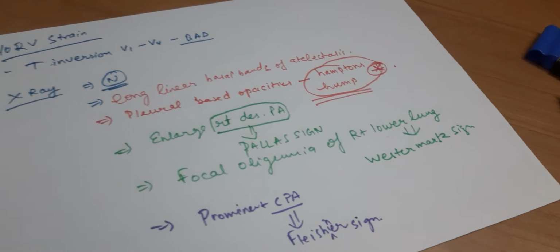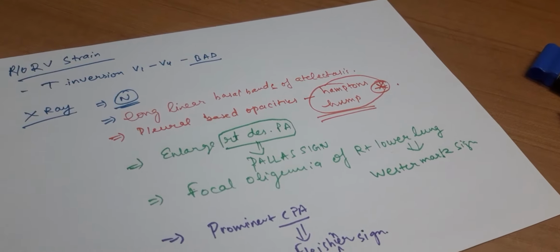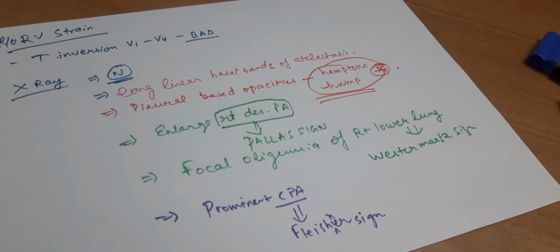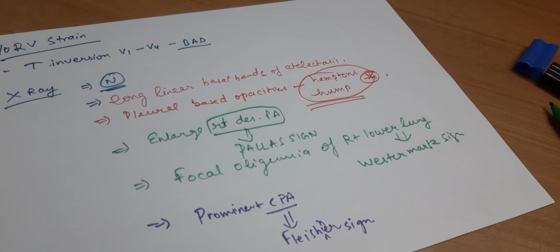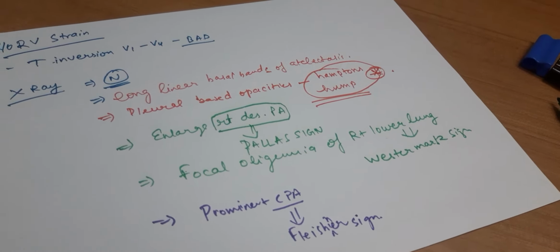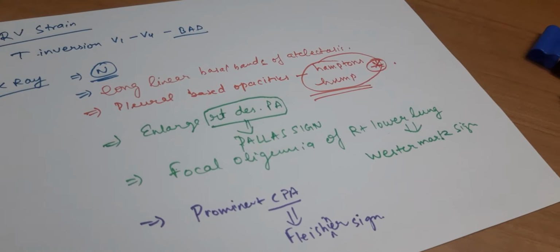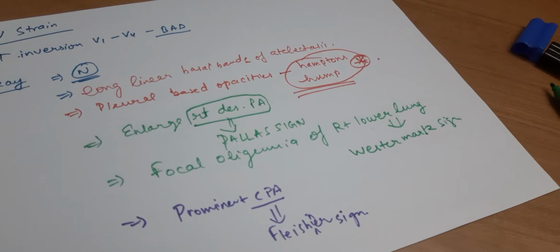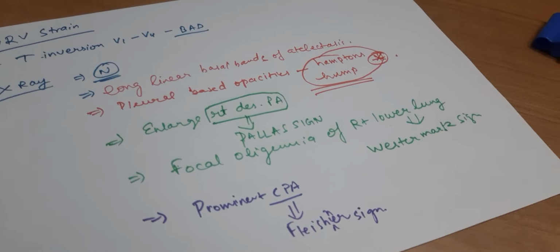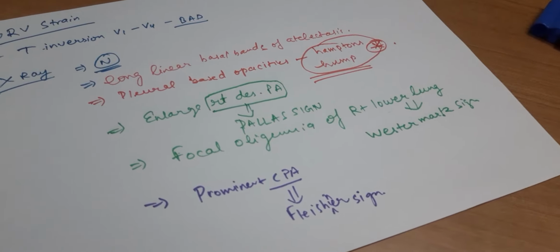So these were the signs. In short, I want to mention on the X-ray that mostly the X-ray is normal in most of the cases, but in some patients there is a long linear band of atelectasis. There are pleural based opacities which are called Hampton's hump. There is an enlarged right descending pulmonary artery which is called Palla's sign. There is focal oligemia of the right lower lung which is called Westermark sign. And there is a prominent central pulmonary artery which is called Fleischner sign.